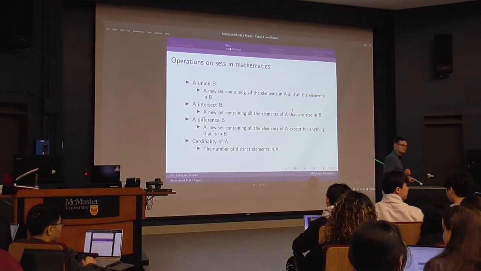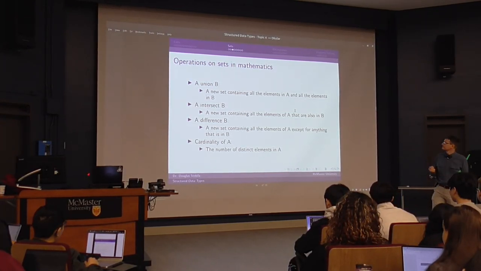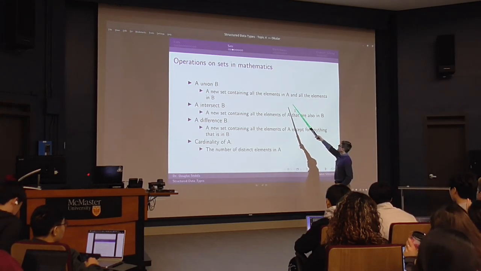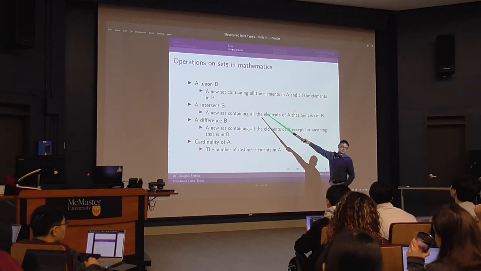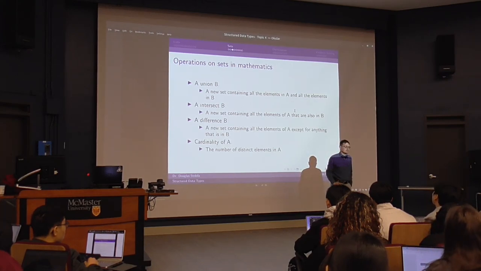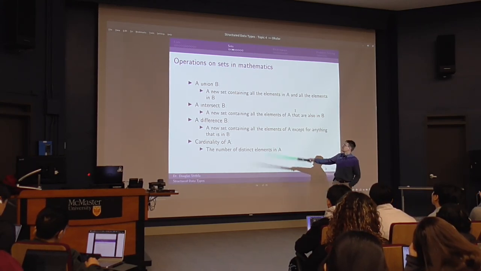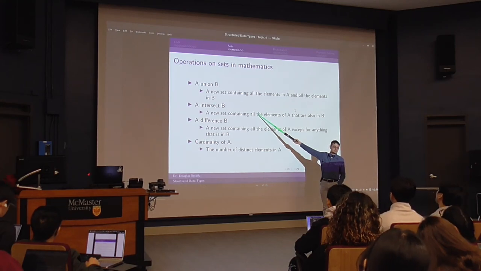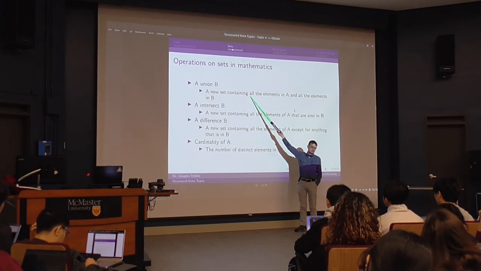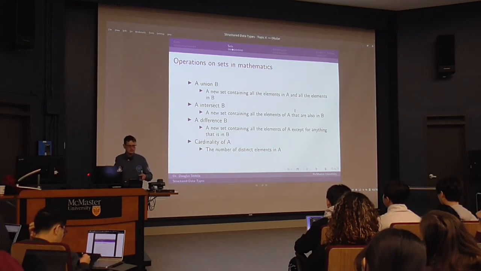You described union as A or B, right? It's a new set containing all the elements in A and all the elements in B. So if an element is in A or it's in B, then it's in the union. The intersection is the middle of the Venn diagram, the overlap. Maybe if I just do a few operations in Python, that might be good.